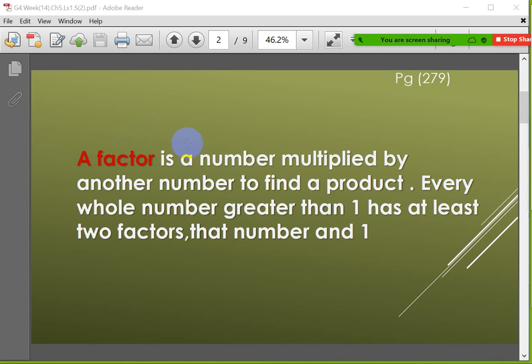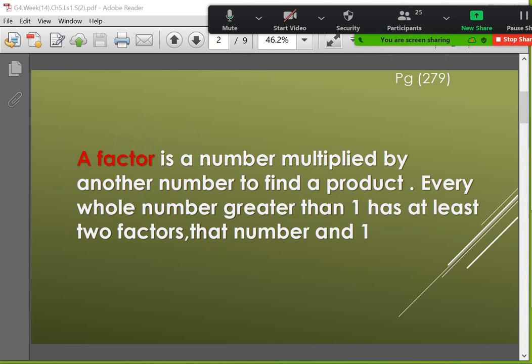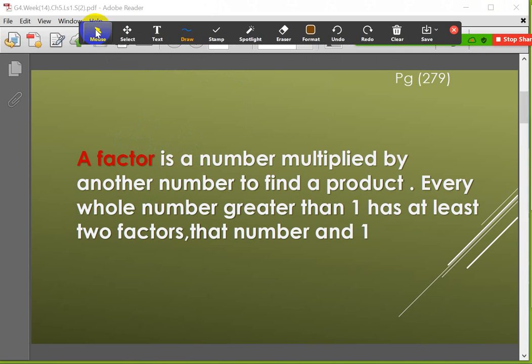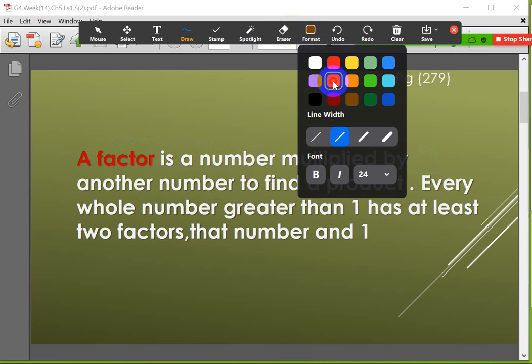Okay, so let's start with our lesson. Our lesson is a factor. What is the model factor? A factor is a number multiplied by another number to find a product. So this is the meaning of the factor. What does that mean? Let's see.